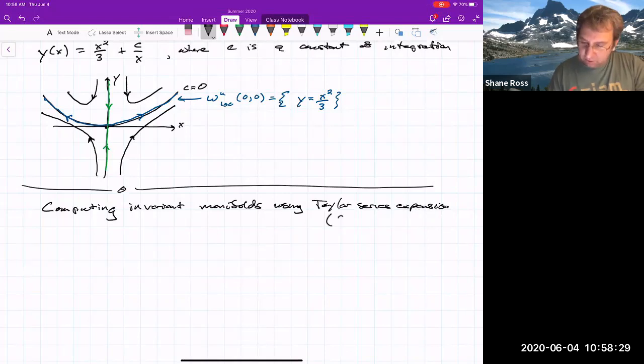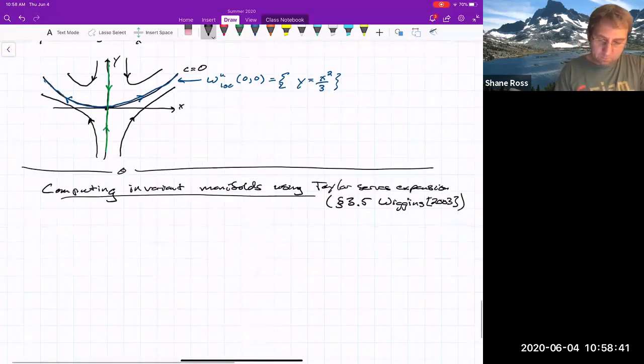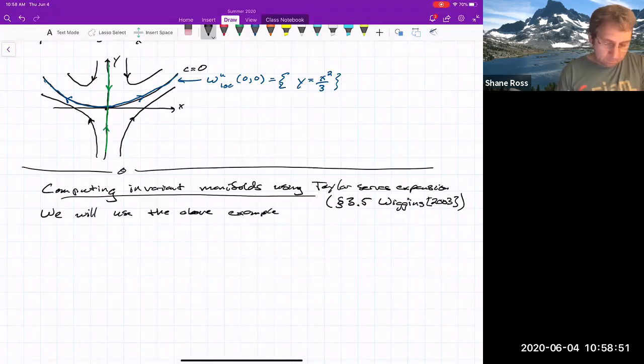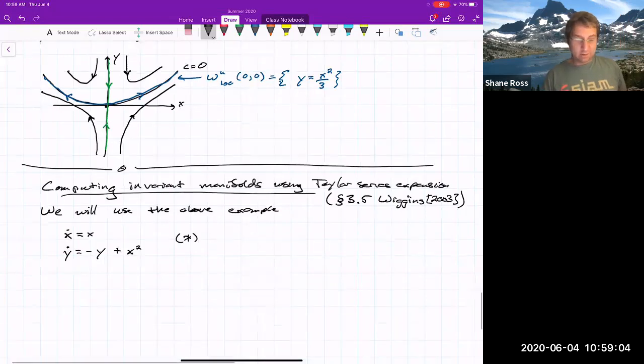And if you want to read more about this, this is in section 3.5 of that book by Wiggins, 2003. So we will use the above example to illustrate this. My x dot, just to repeat it: x dot equals x, y dot equals negative y plus x squared. Because I'm going to refer to this ODE a lot, I'll call it equation star.